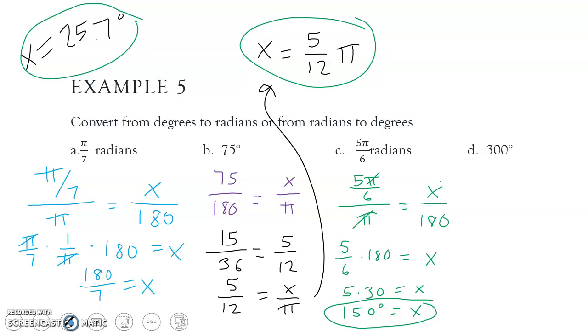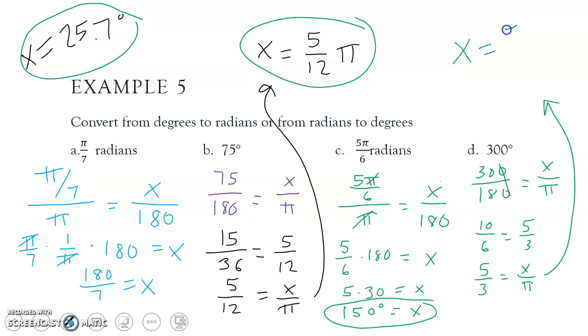And then the last one, I'm doing 300 degrees, so that's going to be 300 out of 180 would be some number out of pi. So the left side is about degrees, the right side is about radians. I notice I can divide by 10 and get rid of those two zeros. I can divide by 3 and I get 10 over 6, and then I could divide by 2 and I get 5 over 3. So then I have 5 over 3 equals x over pi, and then I can multiply both sides by pi. So I'm going to do that up here. X is equal to 5/3 pi radians. So 300 degrees is the same thing as 5/3 pi, or 5 pi over 3 radians.